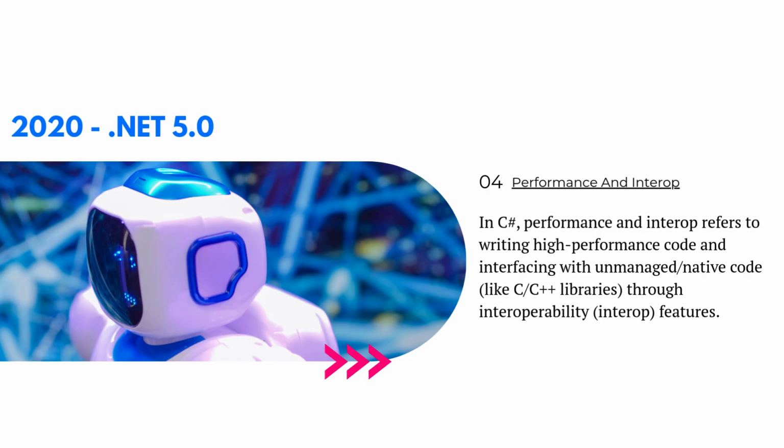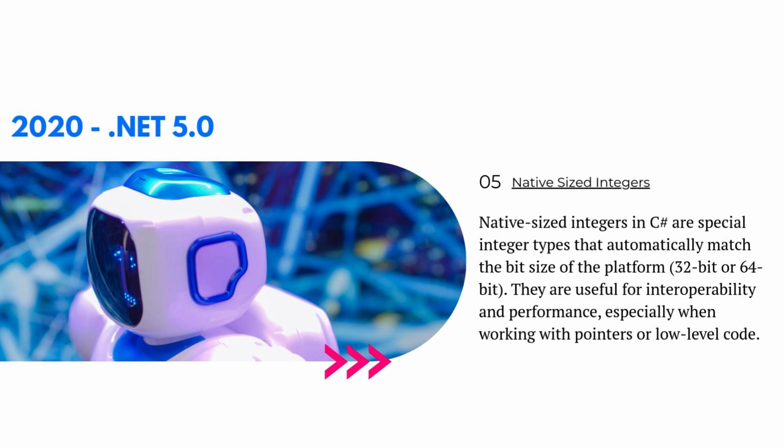In C#, performance and interop refers to writing high-performance code and interfacing with unmanaged, native code, like C and C++ libraries, through interoperability, interop, features. Native-sized integers in C# are special integer types that automatically match the bit size of the platform, 32-bit or 64-bit. They are useful for interoperability and performance, especially when working with pointers or low-level code.